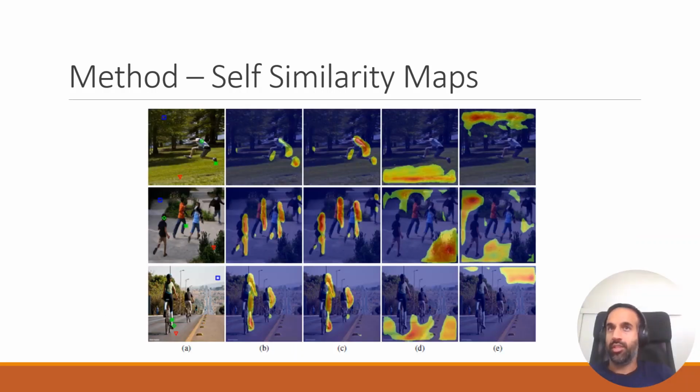In this slide, you can see examples of similarity maps. The green dots are related to an object with the same semantic meaning, and the red and the blue dots are related to other objects in the image. B and C are the similarity maps of the green dots, and D and E are related to the red and the blue dots. We can see that our assumption is proven by this visualization.